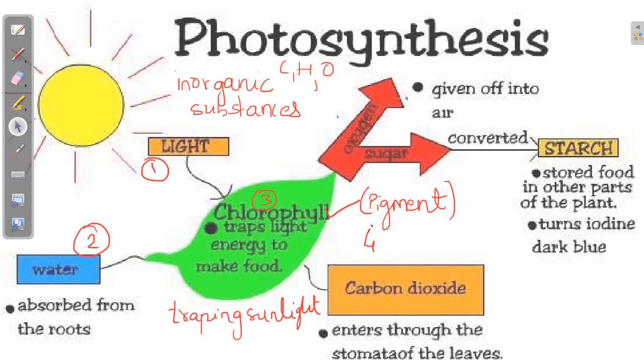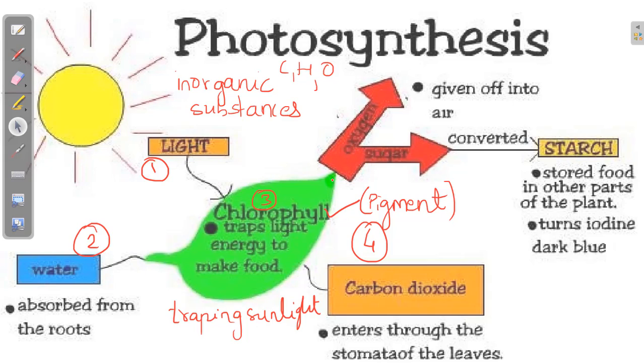The fourth important raw material is carbon dioxide. From where will the carbon dioxide come? It is present in the atmosphere, in the air. So carbon dioxide enters through the stomata of the leaves. So what are the raw materials? Light, water, carbon dioxide and chlorophyll. From where each is coming is also very important.